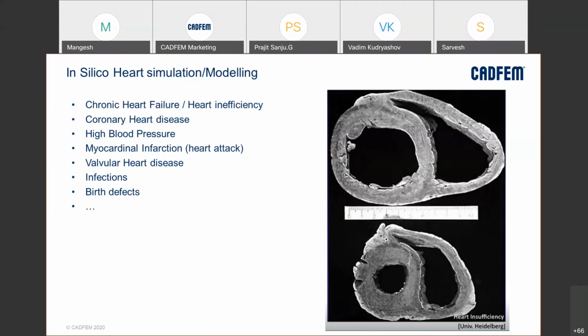and then there are certain devices which are developed in order to assist the heart performance, and then again simulation can be used to develop or improve the performance of such systems. So that's what we are going to see in the coming slides.